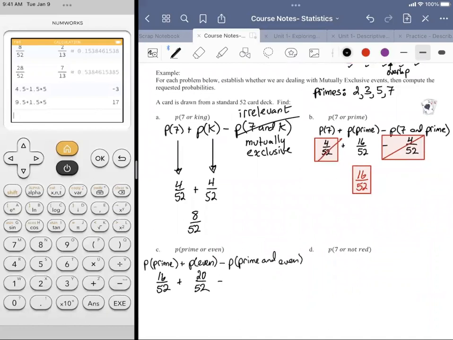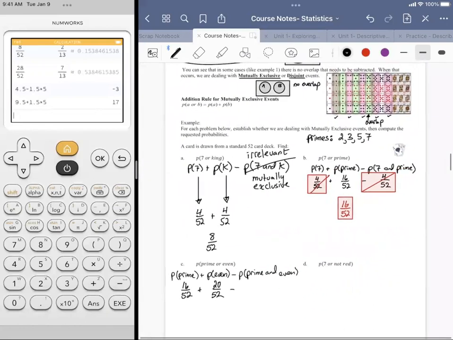Now I want to subtract over any instance where there's overlap, and that only happens in the one case. The case of the number 2. Oh, the arrow didn't come along with it. Come on. You know what? I'm just going to make a new arrowhead. All right, so that would be this instance right here, the case of the number 2.